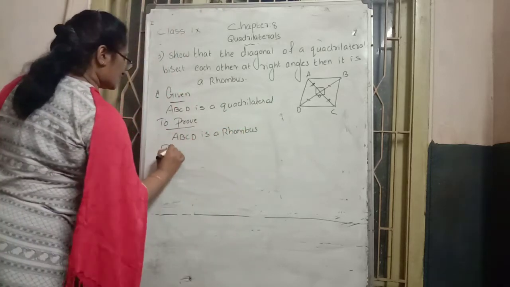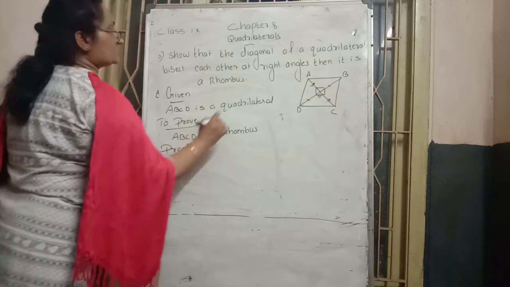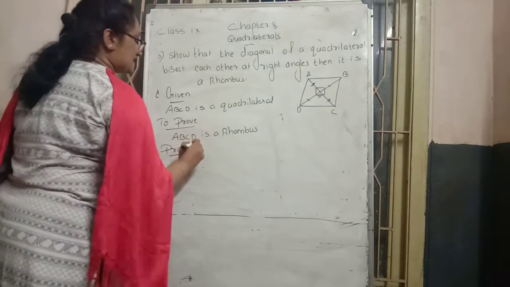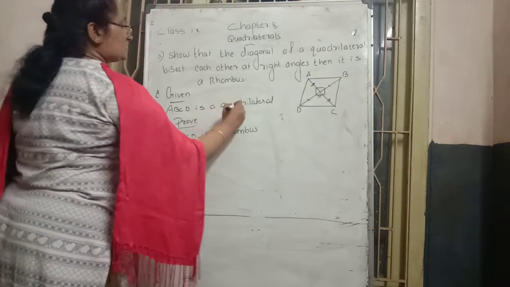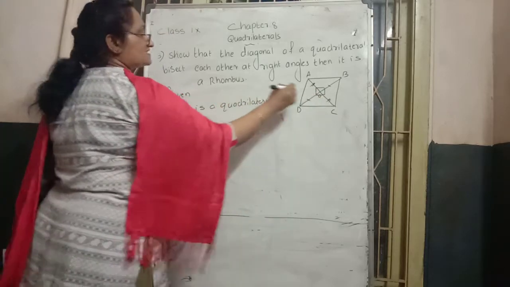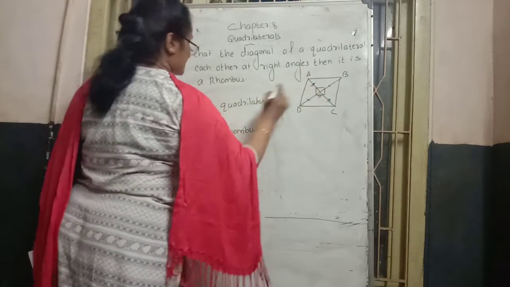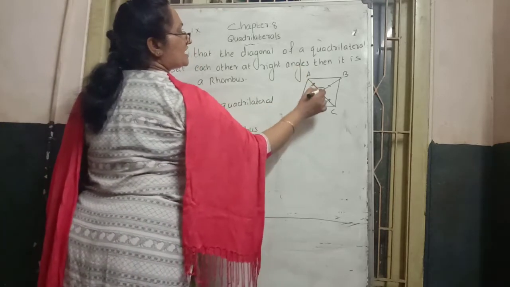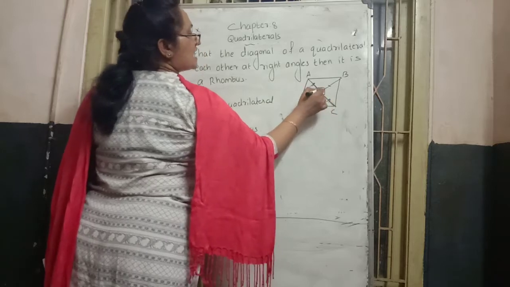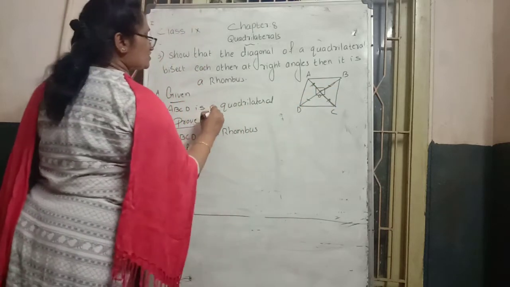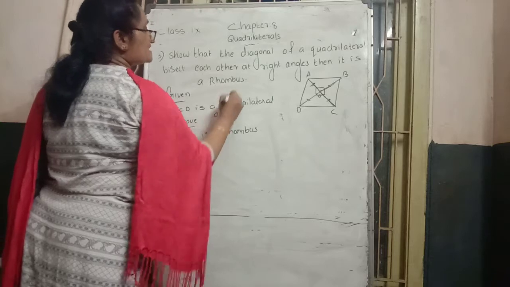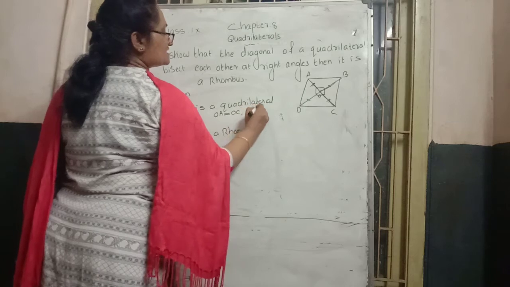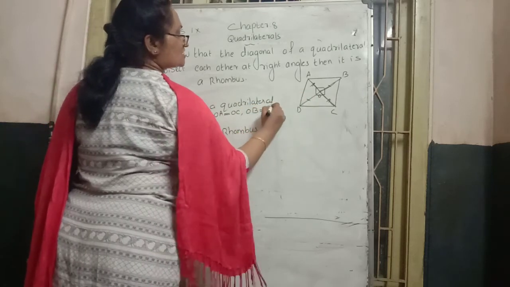Then next, the proof. Already they mentioned the diagonals bisect each other. That's why we can say the bisecting diagonal AC makes OA equal to OC. That information we can also write in the given part. Diagonals bisect each other. They given that OA is equal to OC and OB is equal to OD.